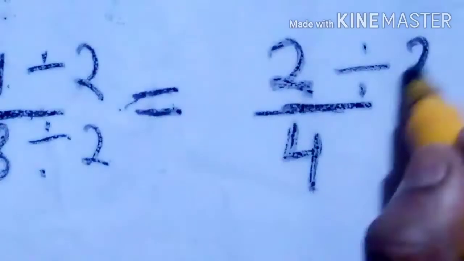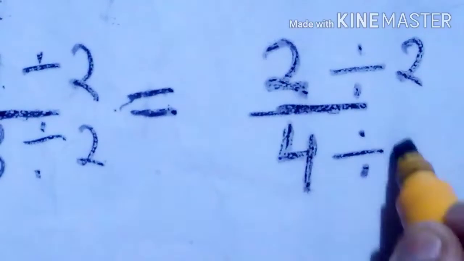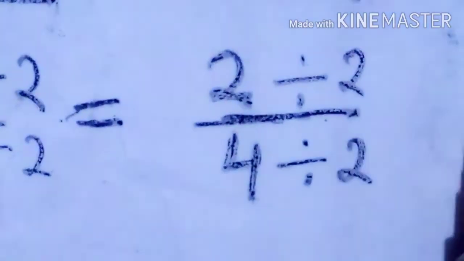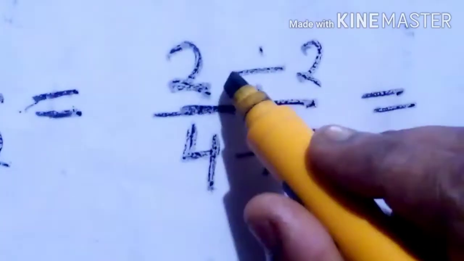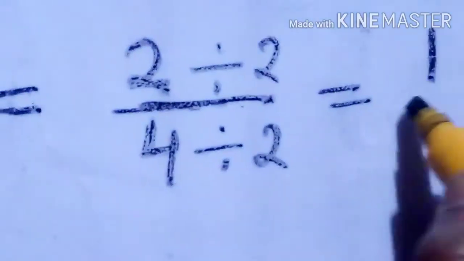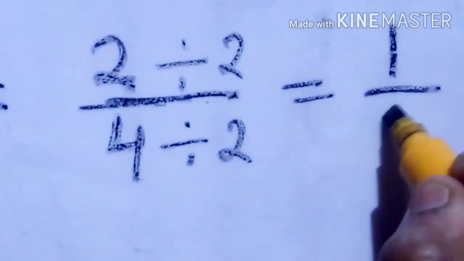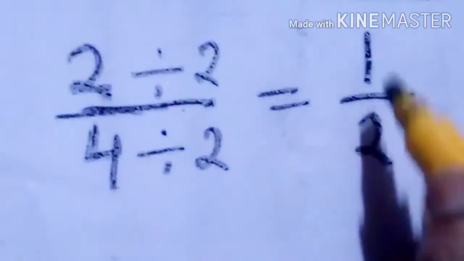Numerator and denominator should be divided by 2. You will get the answer. When you divide 2 by 2, you get 1, and when you divide 4 by 2, you get 2. So the answer is 1 by 2.